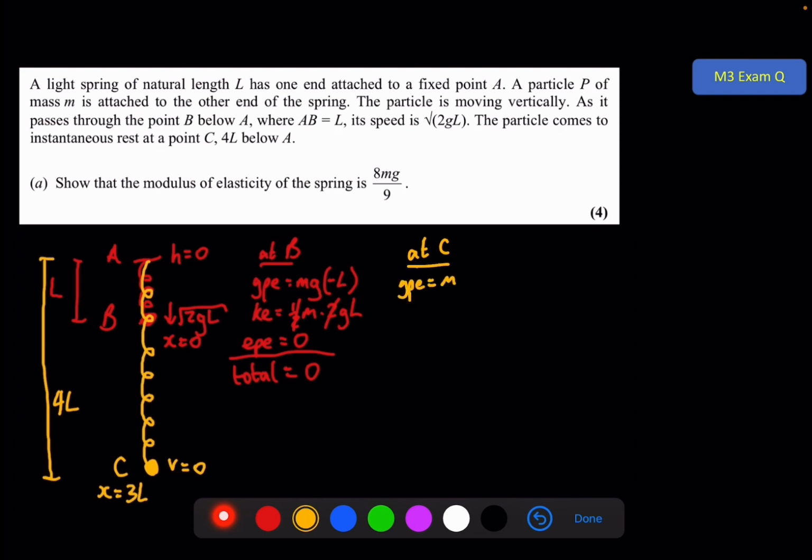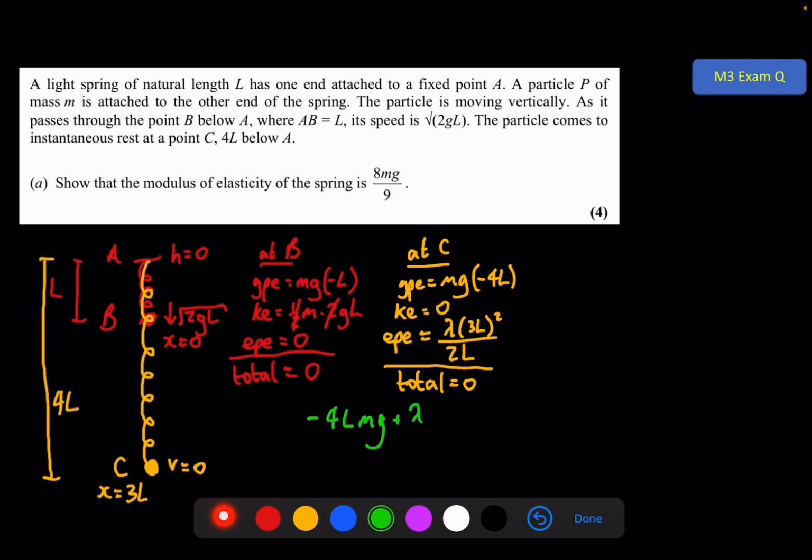Gravitational potential energy is equal to mass times gravity times minus 4L. Kinetic energy is equal to 0, and the elastic potential energy is equal to lambda times x squared, where we know x this time, 3L, divided by 2 times the natural length L. For a total of 0, we just need to sum these two together. So this plus this equals 0. Our equation then: minus 4Lmg plus lambda times 9L squared over 2L equals 0. That cancels with that, and we get 9L lambda over 2 is equal to 4Lmg. L's cancel, take the 2 over, we get 8mg is equal to 9 lambda, so lambda is equal to 8mg over 9, as required in the question.